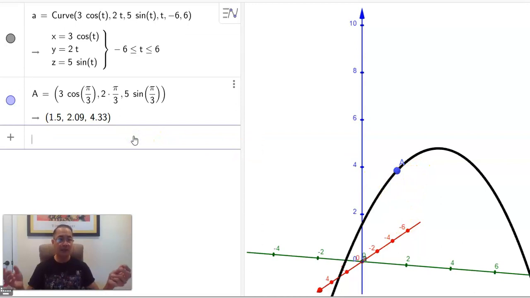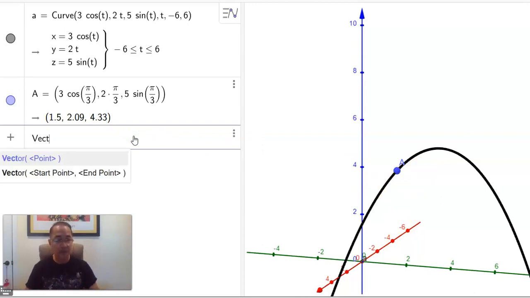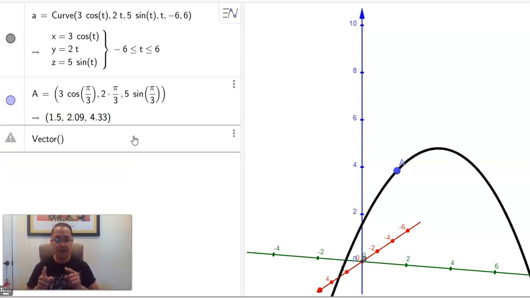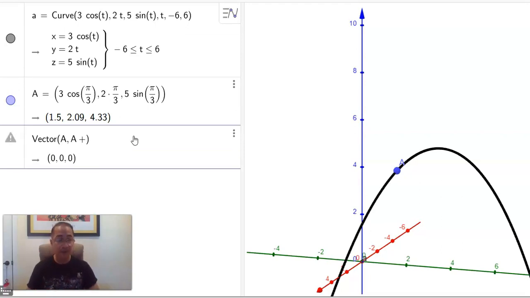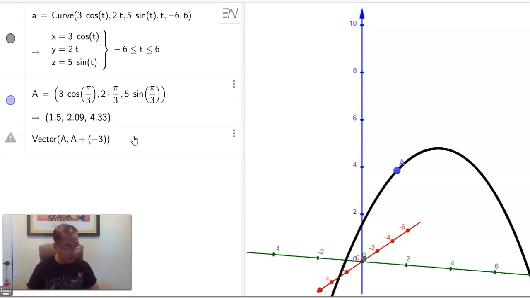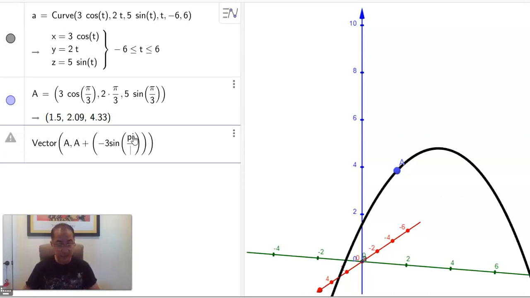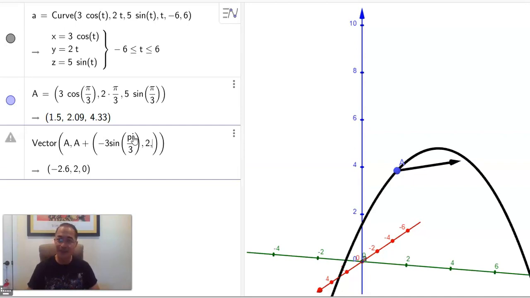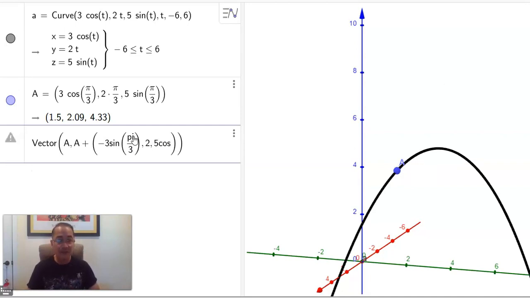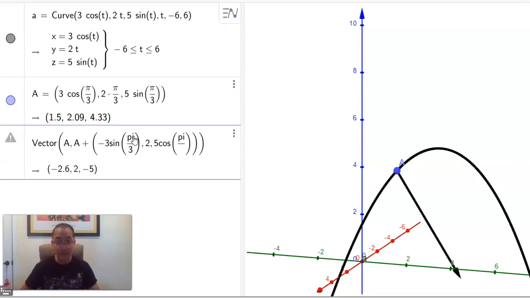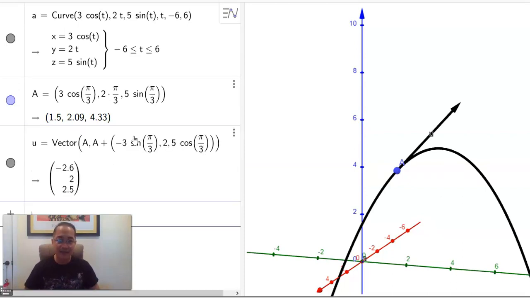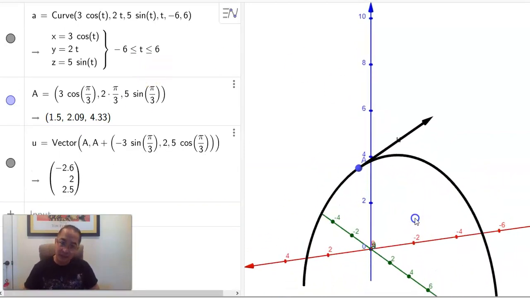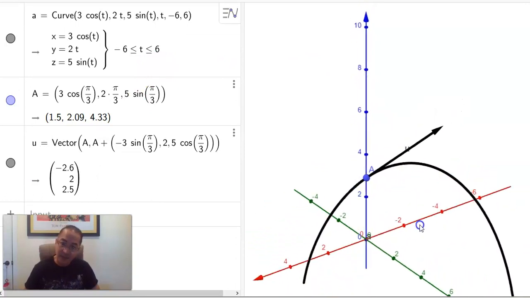So what can we do now? We can draw the vector at that point without plotting an intermediate vector. All we have to do is just type in the derivative vector directly. So we have minus 3 sine of pi over 3, and then we have 2. Ooh, check it out. And we have 5 cosine of pi over 3. Aha! There it is.